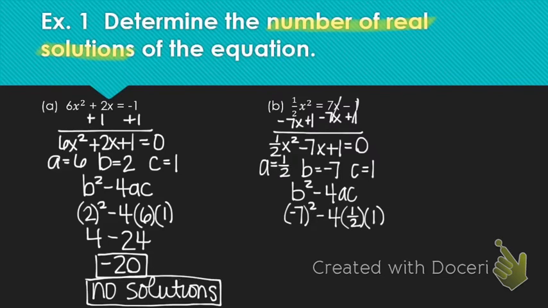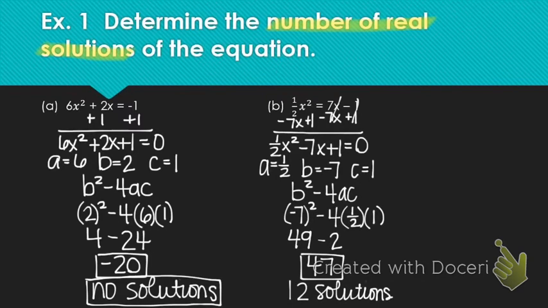All right. What is negative 7 squared? Positive 49. Remember, every time we square a number, we get a positive answer. Bring down that minus sign. What is 4 times 1/2? 2. And 2 times 1? 2. What's 49 minus 2? Box that in. That's your value. Now, based on my value, how many real solutions would this graph have? 2 solutions. Again, that means this graph would cross the x-axis twice.